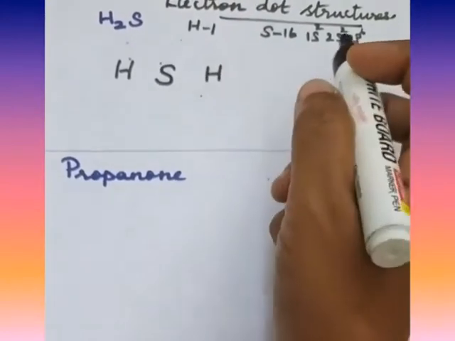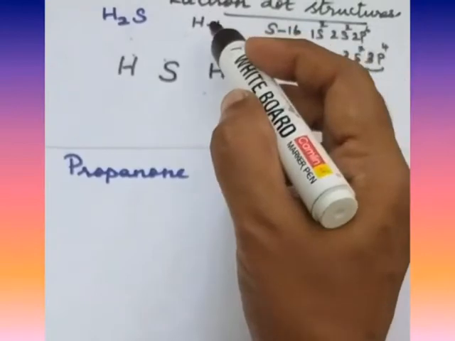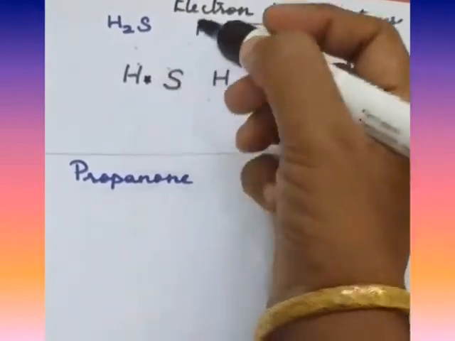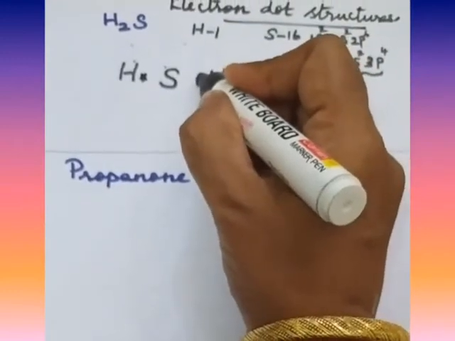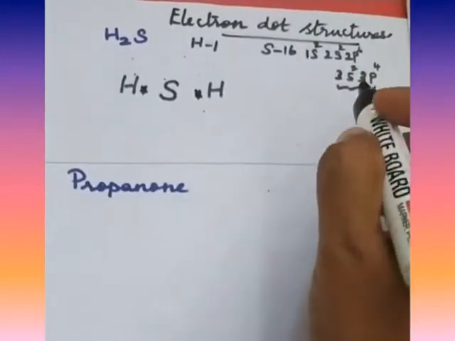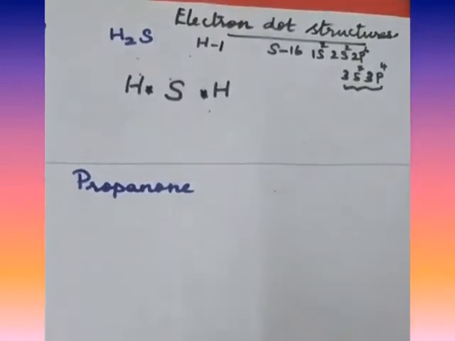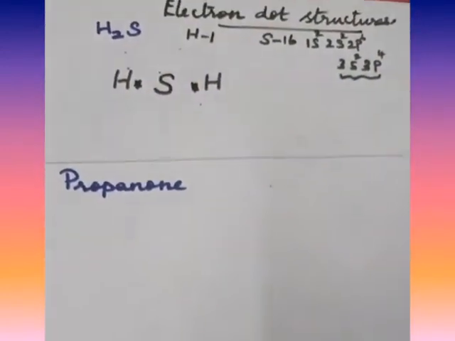How can we draw? In hydrogen, we have only one valence electron. So I am putting a star here for this hydrogen, and here also I am giving another one. And as I have told you, the valence electron of sulfur is 6. Now let us write. How many electrons do we have? We have 6 electrons now.